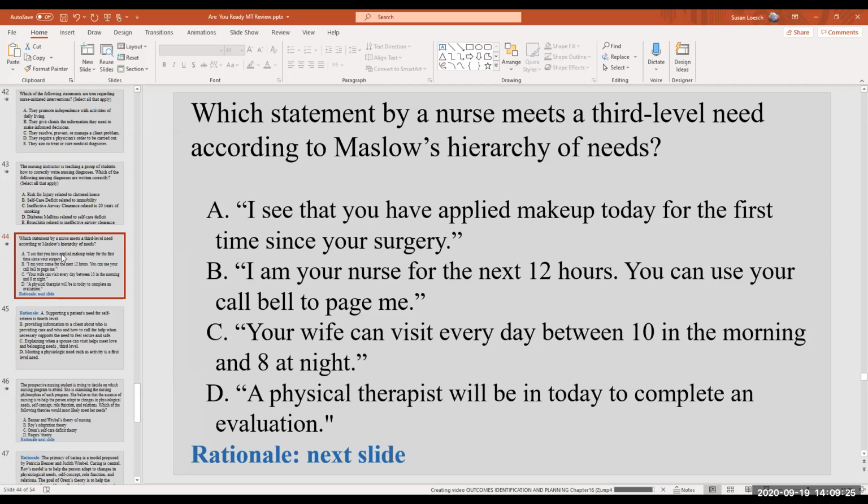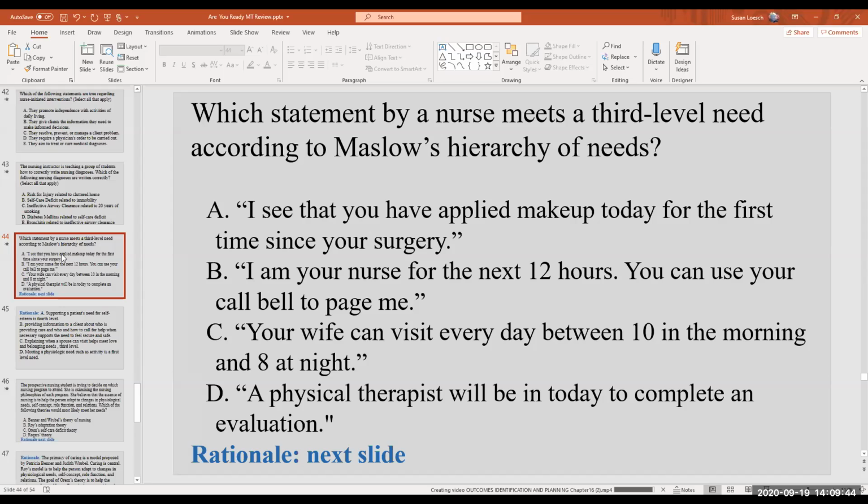I see that you have applied makeup today for the first time since your surgery. I am your nurse for the next 12 hours. You can use your call bell to page me. Your wife can visit every day between 10 in the morning and 8 at night. A physical therapist will be in today to complete an evaluation.